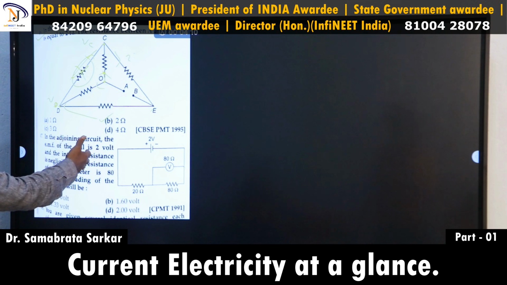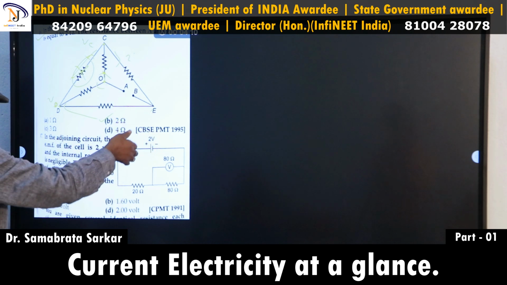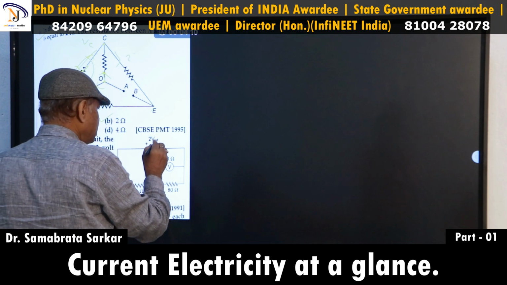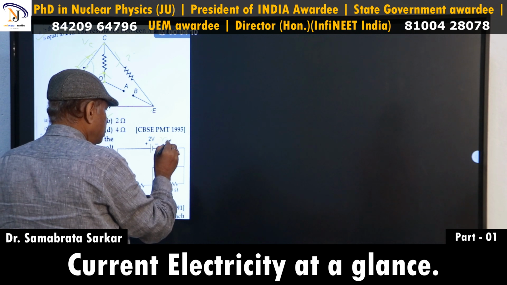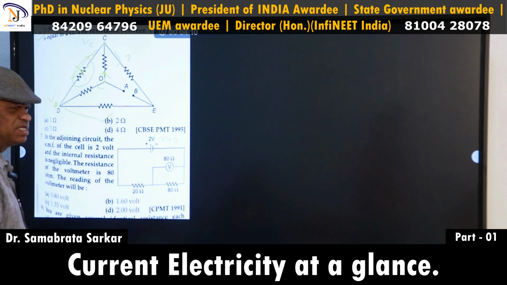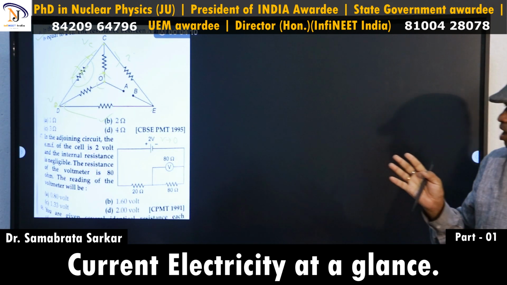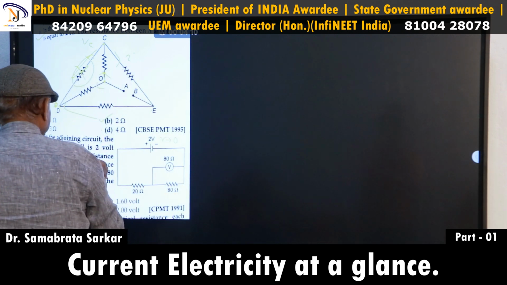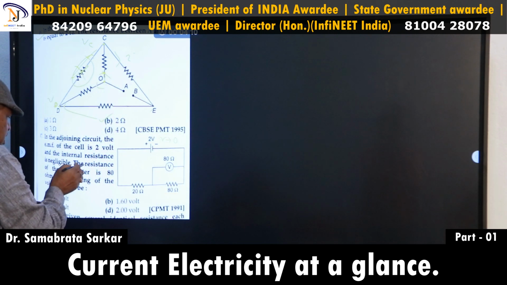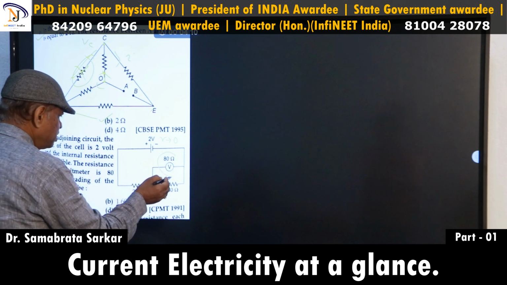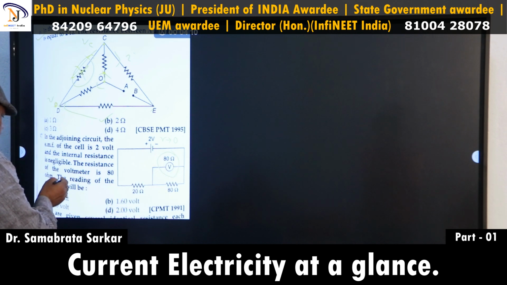the EMF of the cell is 2 volt, and the internal resistance is negligible, you can say R tends to 0. Whatever the cell be, every cell has internal resistance, but here we are considering it negligible. And the resistance of the voltmeter is 80. What reading will you get in the voltmeter?